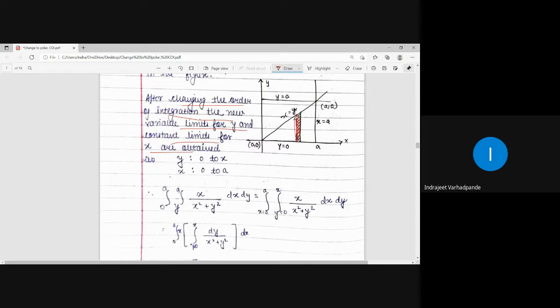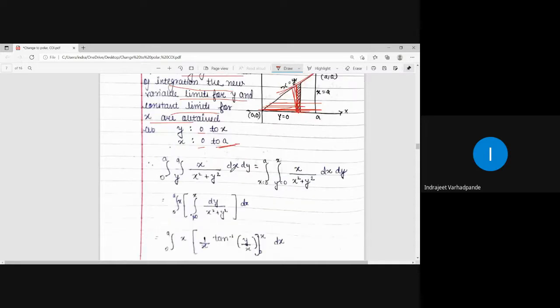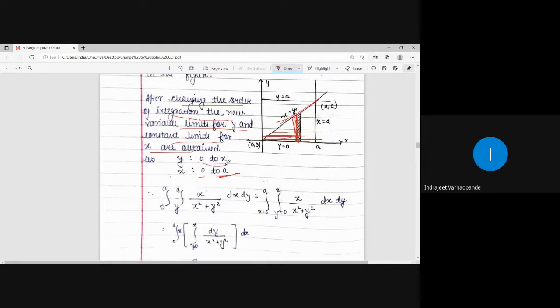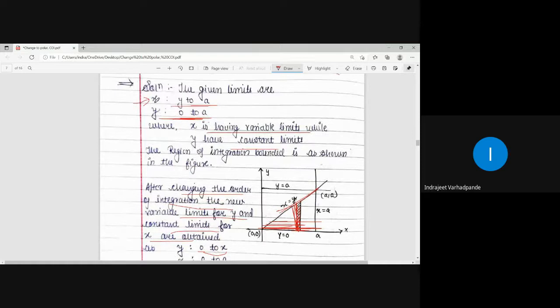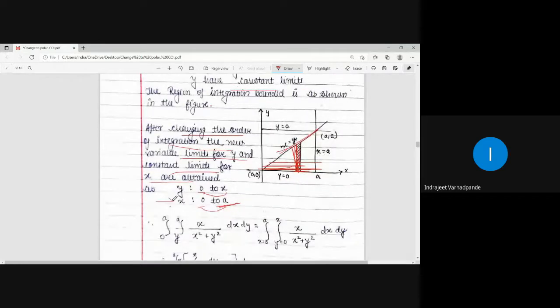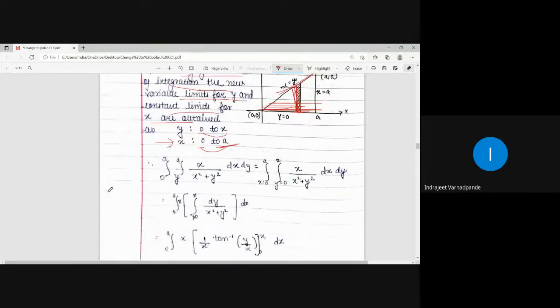Now what are the variable limits for y? Lower end of the strip lies on y is equal to 0, upper end of the strip lies on y is equal to x. If you slide or roll this particular strip from this point to this point, x is moving from 0 to a. So we get the limits for y as 0 to x, for x as 0 to a. So accordingly, initially variable limits were for x, but now constant limits appear for x, and hence the integration will be done.